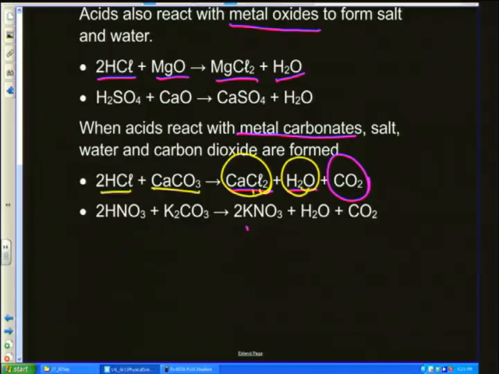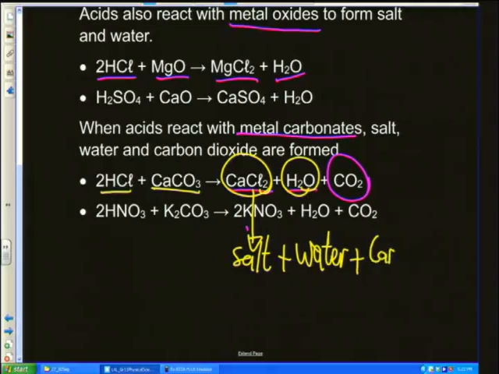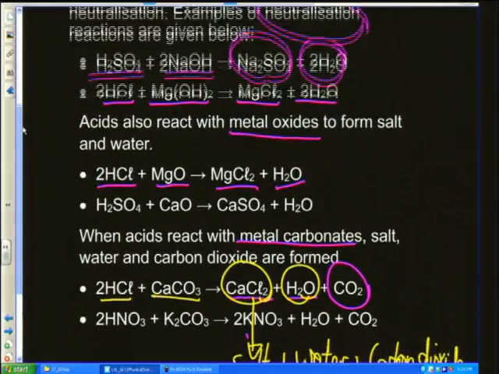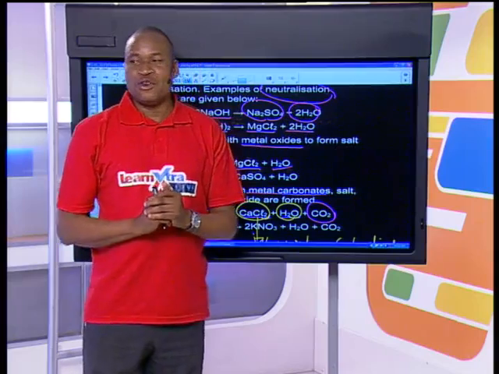So generally you would say you are forming a salt, you're forming water, and you're forming carbon dioxide. That's when you have an acid reacting with a metal carbonate. Okay, carbon dioxide. That will be the general equation there. Now, let's stop at that point.